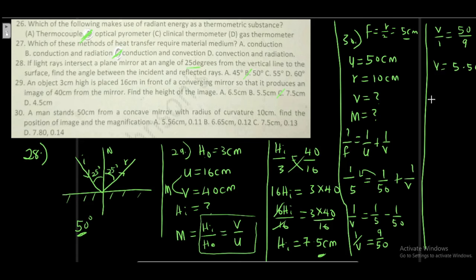Now the magnification is equal to image distance over object distance. So we have m equals v, which is 5.56, all over object distance, which is 50. So we're going to have 5.56 divided by 50, and that will give us magnification to be 0.11. Magnification does not have any unit, so that's the answer. So our answer is image distance 5.56 cm, magnification 0.11, and that is option A.